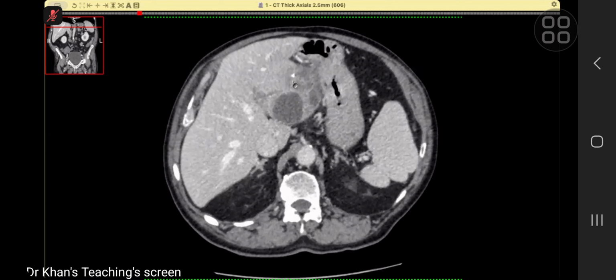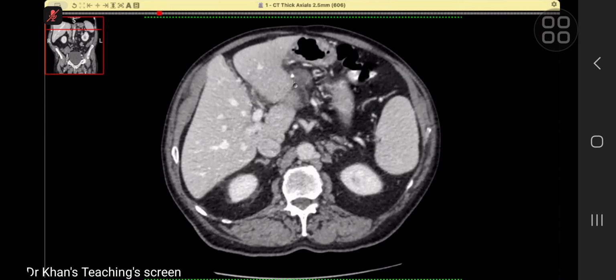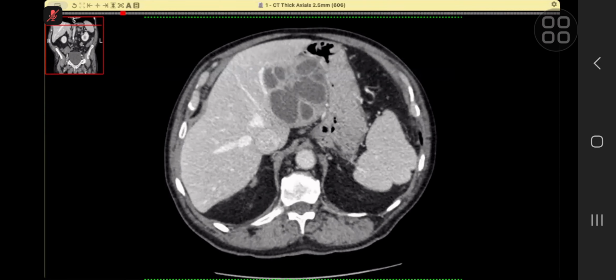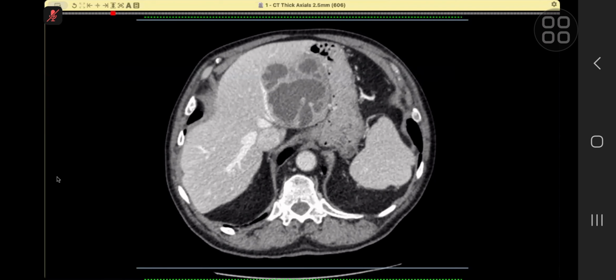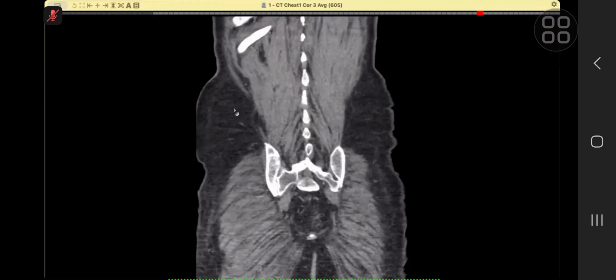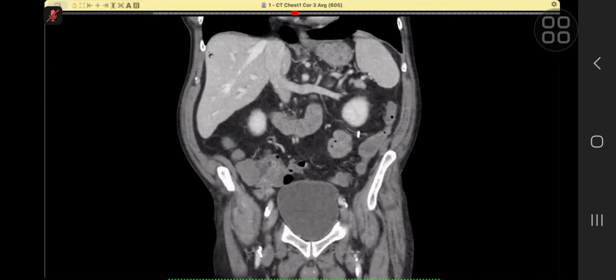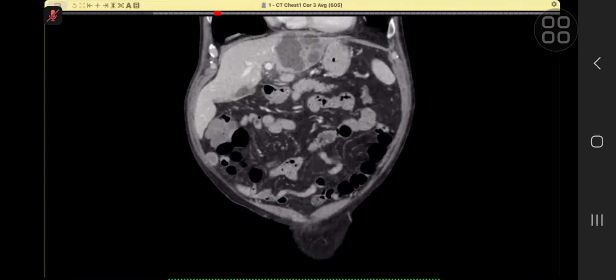You would like to see something else? Some other sequence? I would like to see the coronal images. These are the coronal images. Okay, I'm provided with the coronal images of the abdomen.